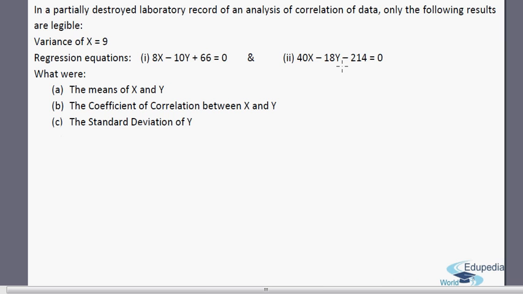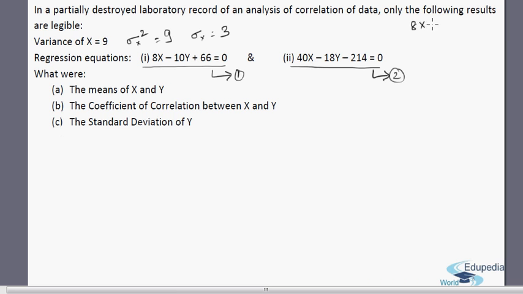Alright, so now let me very quickly solve this question for you. Well, we have two regression equations. Let me call them equation number 1 and equation number 2. The variance of x, which is sigma x square, is 9. So the standard deviation of x will be 3, the root of this. Fine. And then the first thing which we need to find is the means of x and y. Let's solve these two equations very quickly and see what will be the mean.